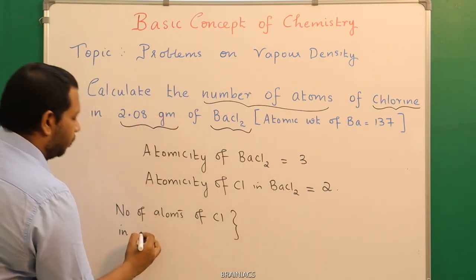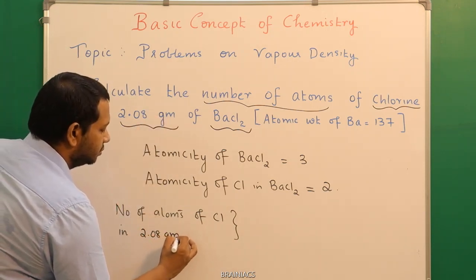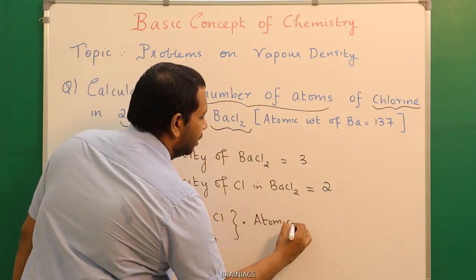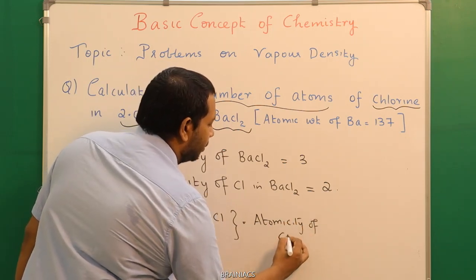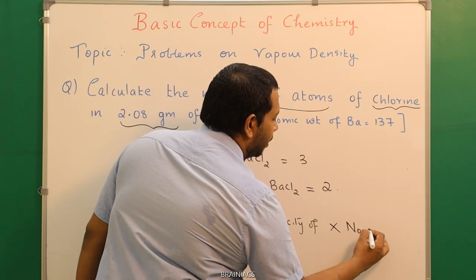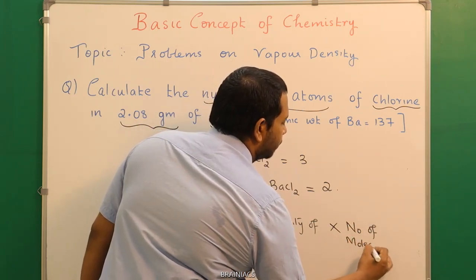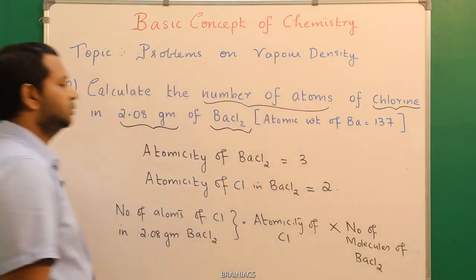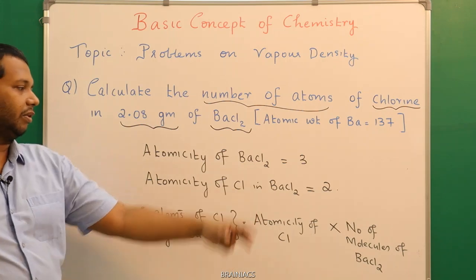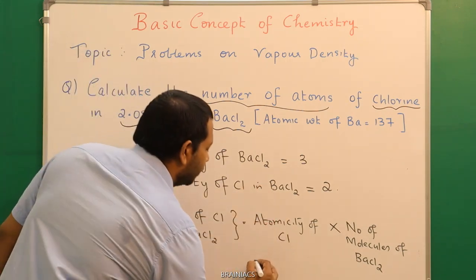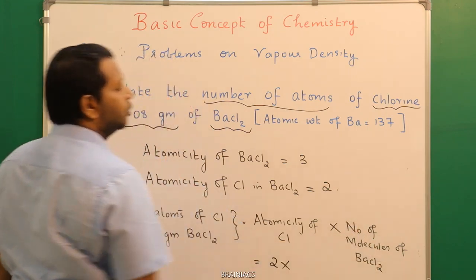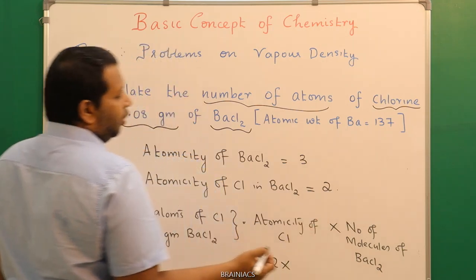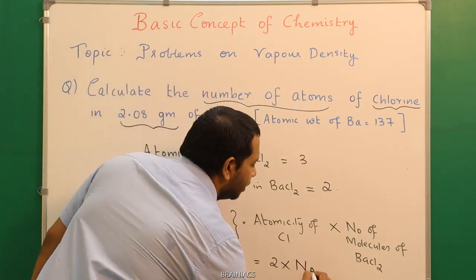So I can say the number of atoms of chlorine in 2.08 gram BaCl2 is equal to atomicity of chlorine multiplied by number of molecules of BaCl2. Correct? So atomicity of chlorine we know is 2, and the number of molecules of BaCl2 in 2.08 gram we also calculated. That is how much actually? Hope you remember, Na by 100.